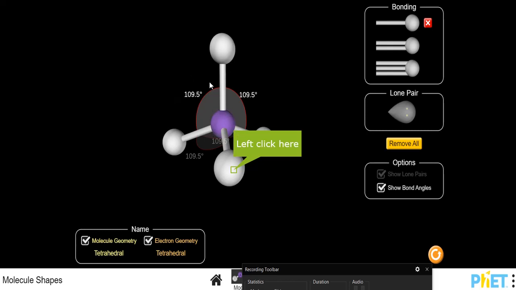And so these 4 domains are made up, in this case, of just 4 atoms. 2, 3, 4. And so the molecule shape is still the same name because it has no lone pair. All the atoms exist. Wherever there are atoms, that makes up the molecule shape. And so this is still a tetrahedral molecule shape.